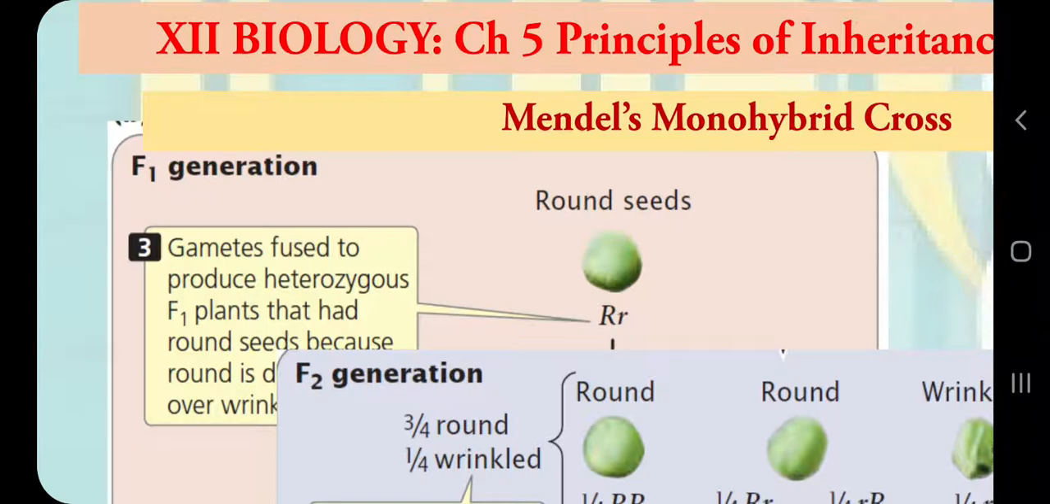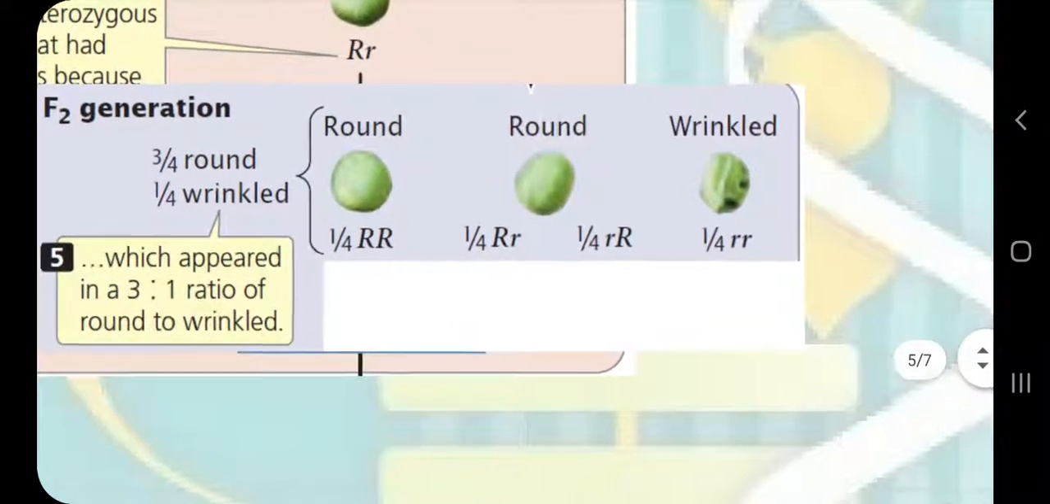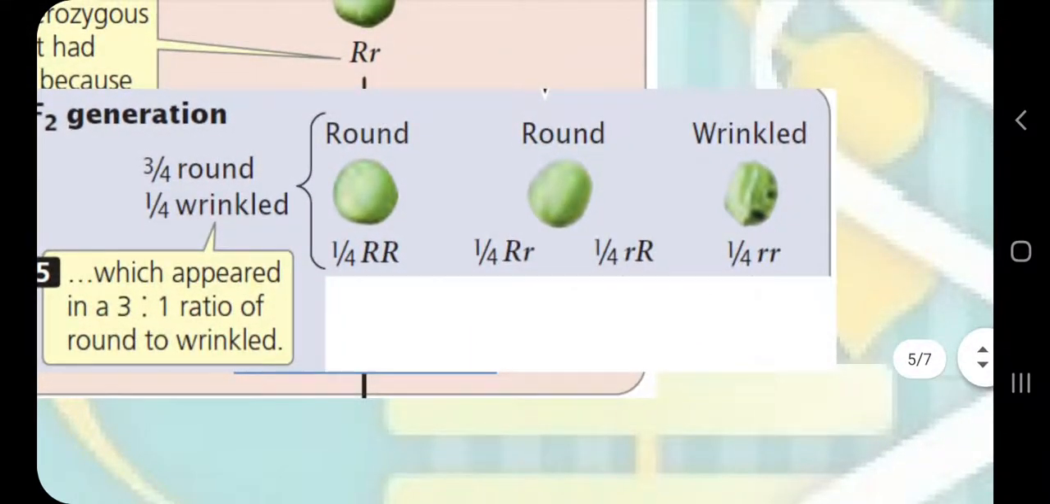So when we let F1 plants self pollinate, we get the F2 generation. Here there is a 3:1 ratio of phenotype. We are getting 3/4, which means 75% of plants spherical or rounded, and 1/4 or 25% of plants wrinkled. And if you want to calculate the genotypic ratio, we can also calculate that capital R capital R plants are 1/4, capital R small r plants are 2 out of 4, and small r small r plants are 1 out of 4.